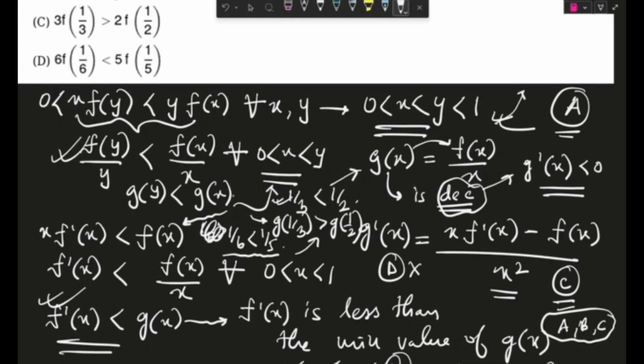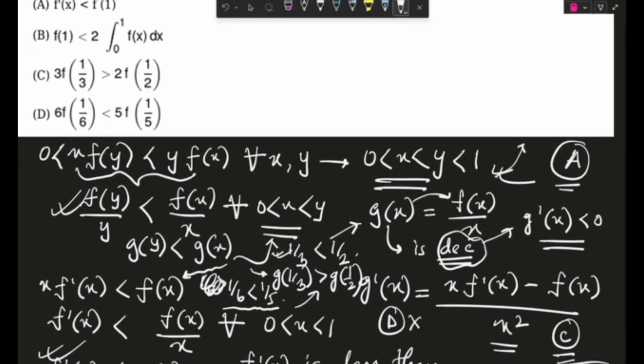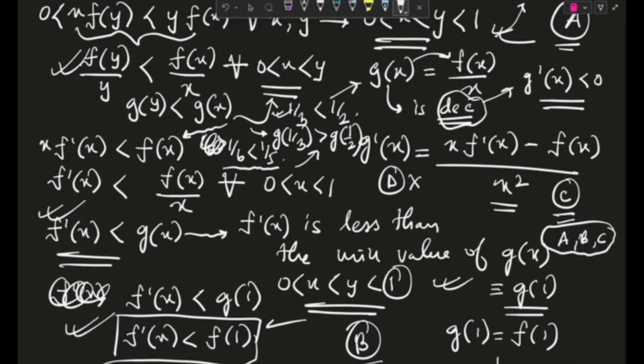This was a good question. Although I would like to tell you guys one thing. I will go through the options once. Basically, as you can see here in option A, it is given to be f dash x less than f of 1, and we have found this out here. But I saw the answer key, and it says the answers were B and C, which I guess is actually wrong.